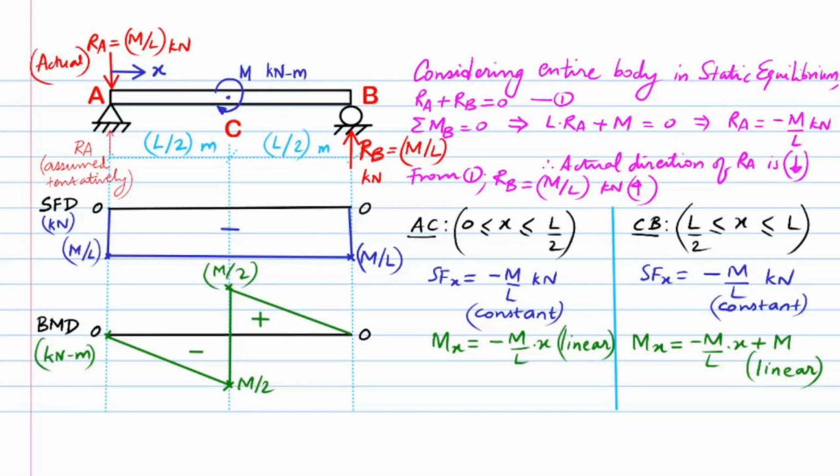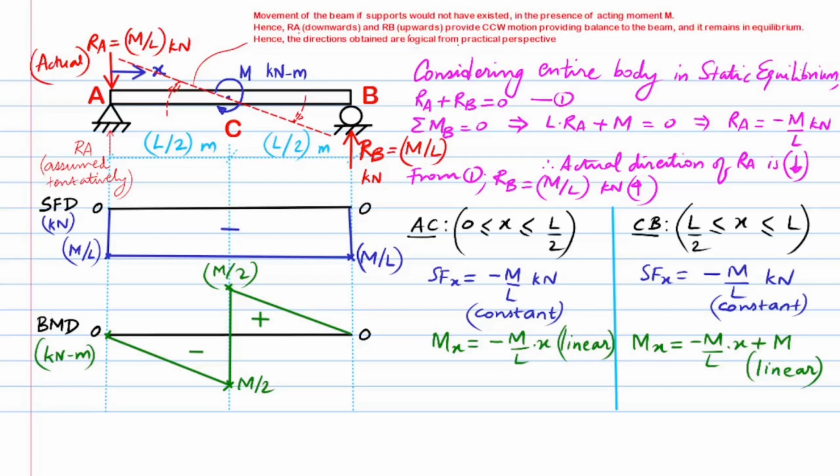We can logically investigate whether the actual directions of the reactions at A and B obtained analytically are really correct or not. If it is imagined that the supports are absent in the presence of the central clockwise moment, the beam has a tendency to rotate clockwise about the center as a pivot. What the presence of the supports at A and B actually does is to arrest this rotational movement by invoking the reactive forces at the supports. The reactive forces as calculated analytically produce a counterclockwise couple of value M over L kilonewtons times L meters, which is M kilonewton meter, the same value as that of the applied moment at C, and hence the beam is statically balanced. This proves that the directions obtained analytically for the reaction forces are indeed correct.